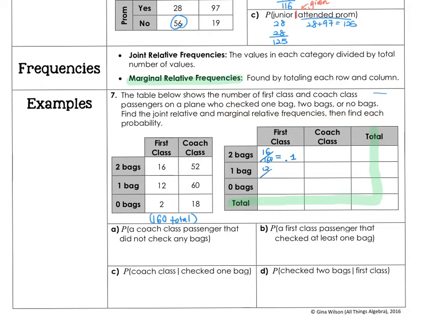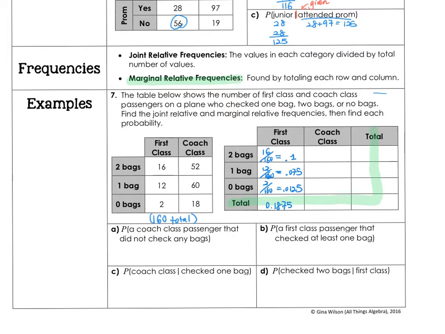Then I do the same with all of it. I have 0.075, that's over 160, and 0.0125. And I add them all together. This is 0.1875. Okay, in other words, 0.1875 of the total, which is also 18.75% of the total passengers are in first class.